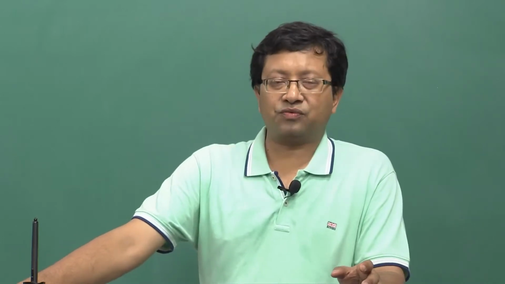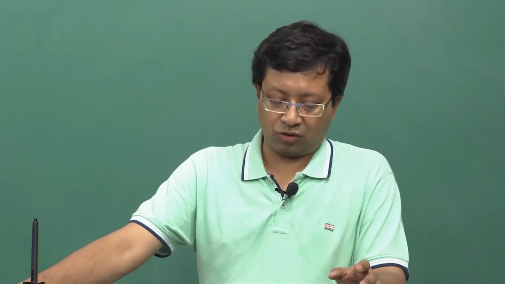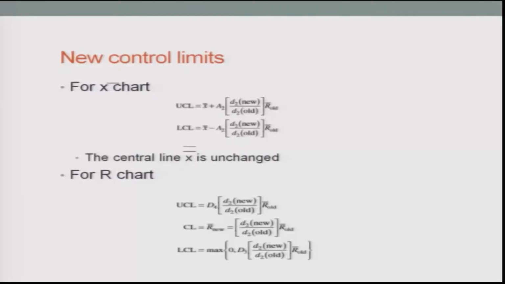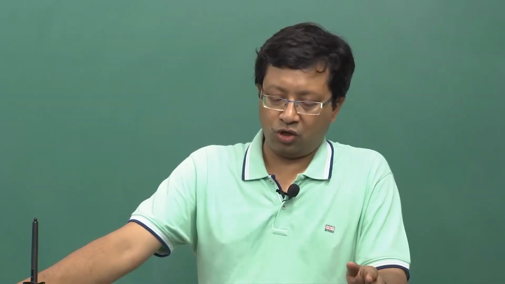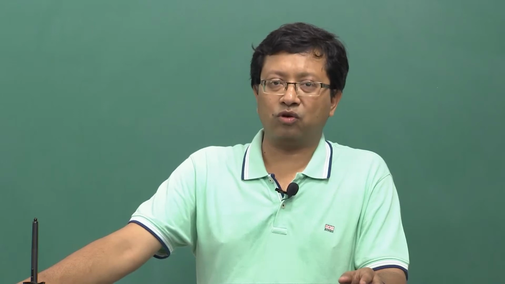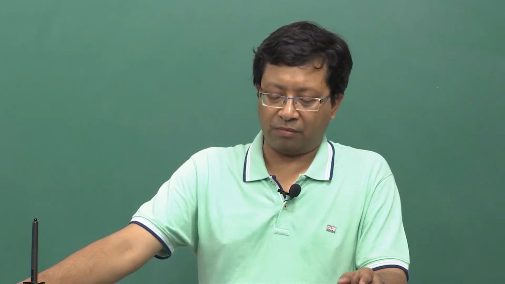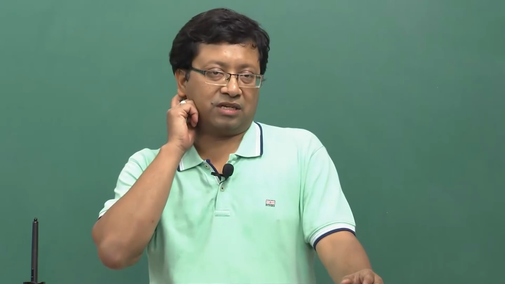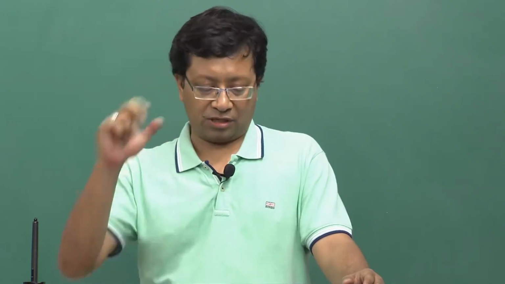So, in this case when you are using the X bar charts, UCL and LCL are the upper control limit and the lower control limit. In that case we need to find out the new UCL and the LCL. X bar remains the same in both the cases. In one case, as you know, it will be plus A2 and in the other case it will be minus A2. So, the ratio of D2 new and D2 old will be multiplied by R bar in order to find out the new control limits.